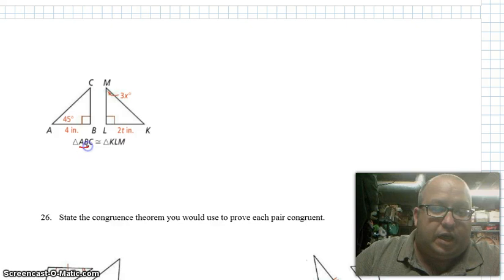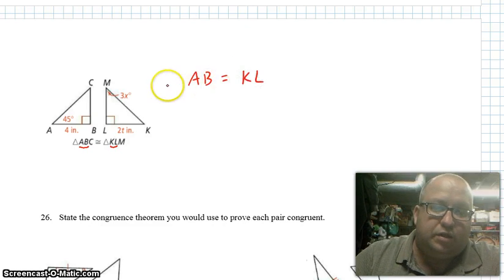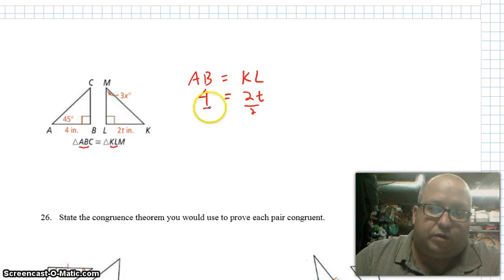Well, that means that AB is equal to KL because of their positions in the congruent statements. AB should be equal to KL. And if we look, AB is 4 and KL is 2t. Well, that's pretty easy. Divide by 2, and t is 2. So we know what that is.